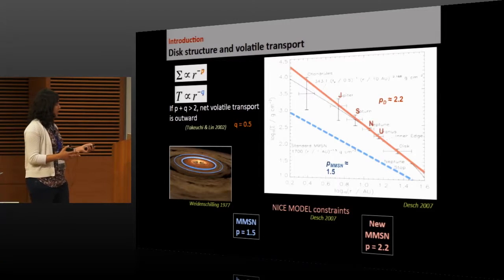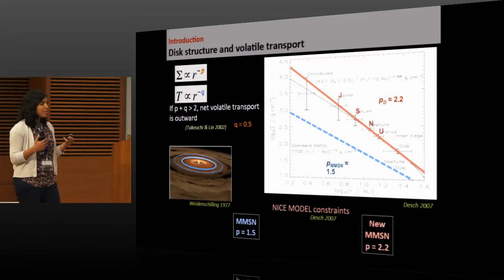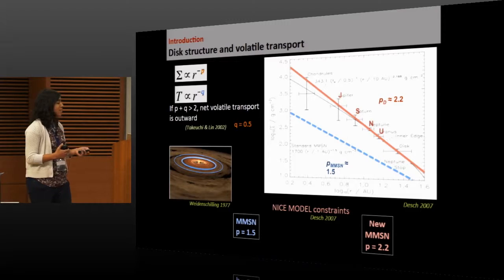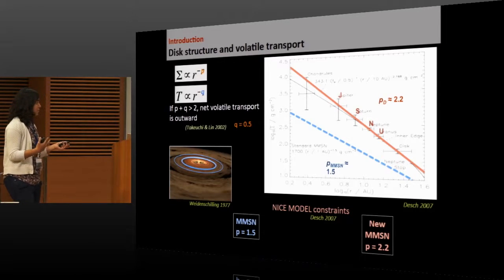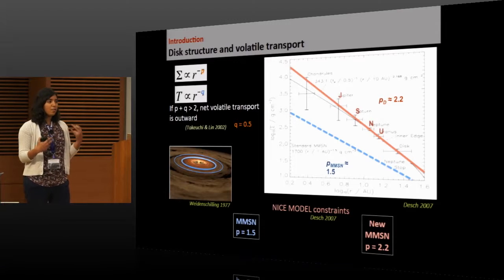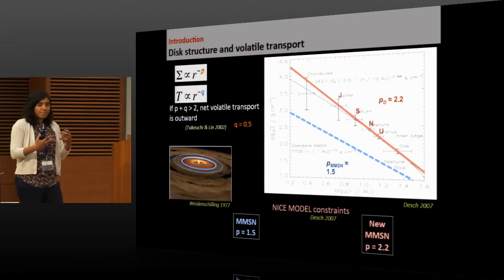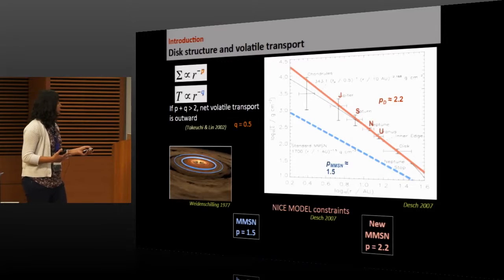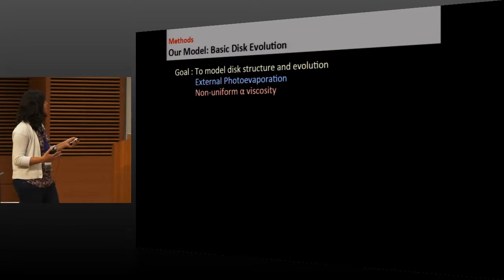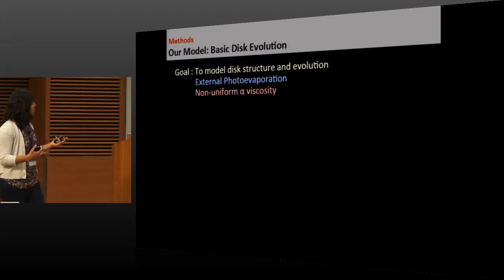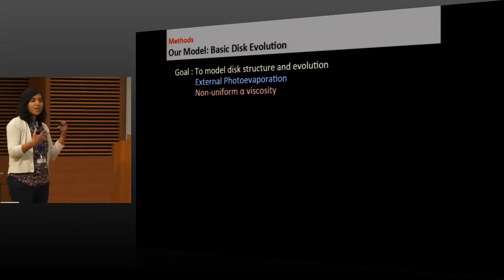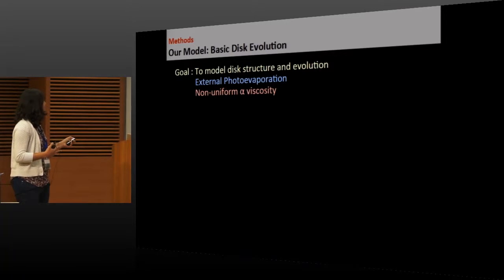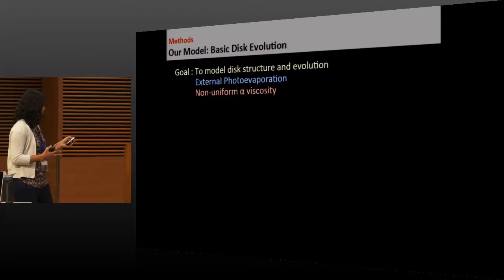Later, Desch 2007 included the positions of the giant planets from the Nice model, and he found a slope that was steeper for the surface density profile. He thought that the Nice model positions of giant planets are a more reasonable assumption to make, because a lot of migration of the planets followed after hundreds of millions of years. So in this project we model the structure and evolution, and try to see what affects the structure, how photoevaporation affects the structure, and we also consider a non-uniform alpha viscosity, which I'll be explaining.